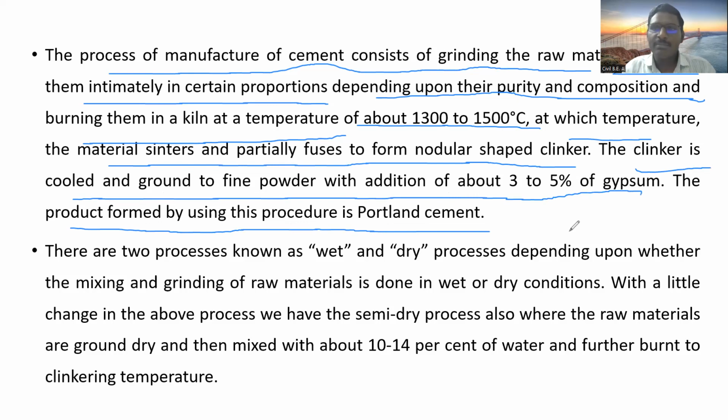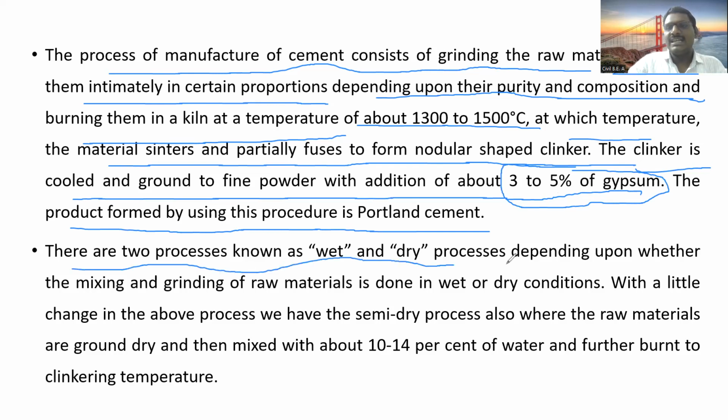So how can we make Portland cement? We make it by using these raw materials. We grind the raw material into clinker, the clinker is cooled, and after cooling of the ground material we add gypsum, that is 3 to 5%. This question will be asked in competitive examinations or MCQ examinations: how much percentage of gypsum do we add in the cement? 3 to 5%.